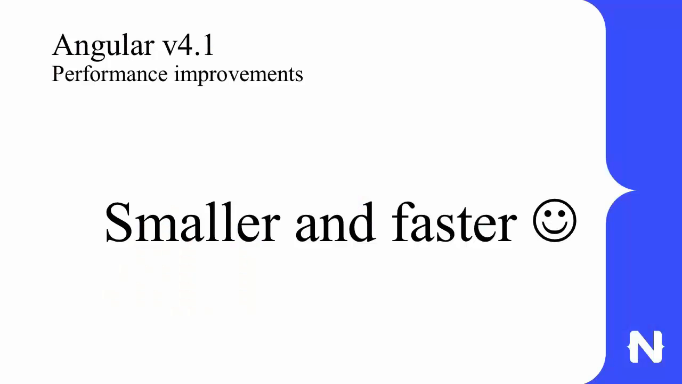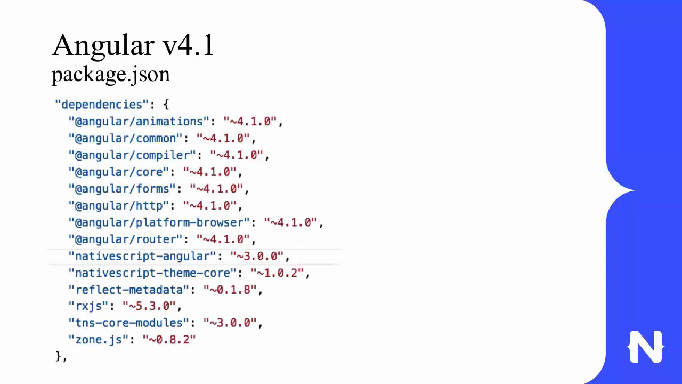Now let's talk about Angular v4. v4 comes with a lot of performance improvements, and the code that gets generated is smaller, and as a result, it performs a lot faster. And if you create a brand new project and open package.json, you already see that we're using 4.1.0 across all the modules from Angular.